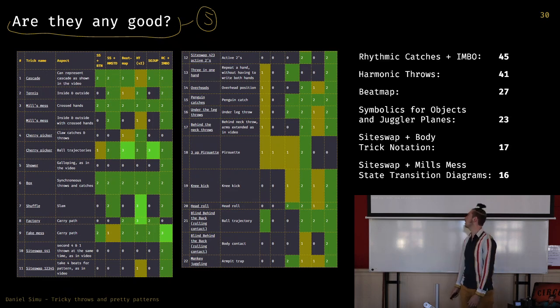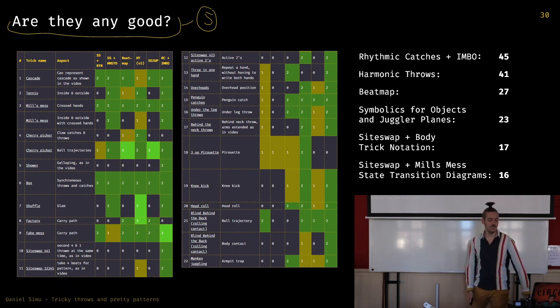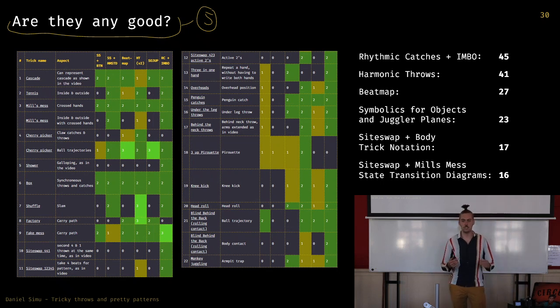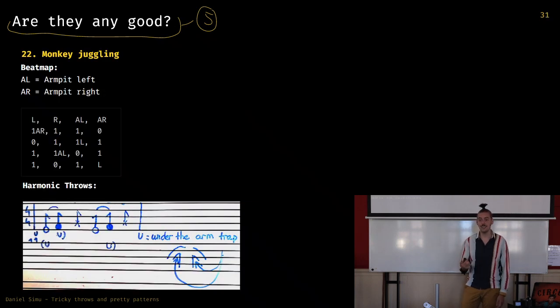And then what rolls out is that Rhythmic Catches got a score of 45, Harmonic Throws is a close second with 41, and then the other systems are a bit further down below. So to me, this gives a suggestion that Rhythmic Catches and IMBO together are able to support a lot of different features.